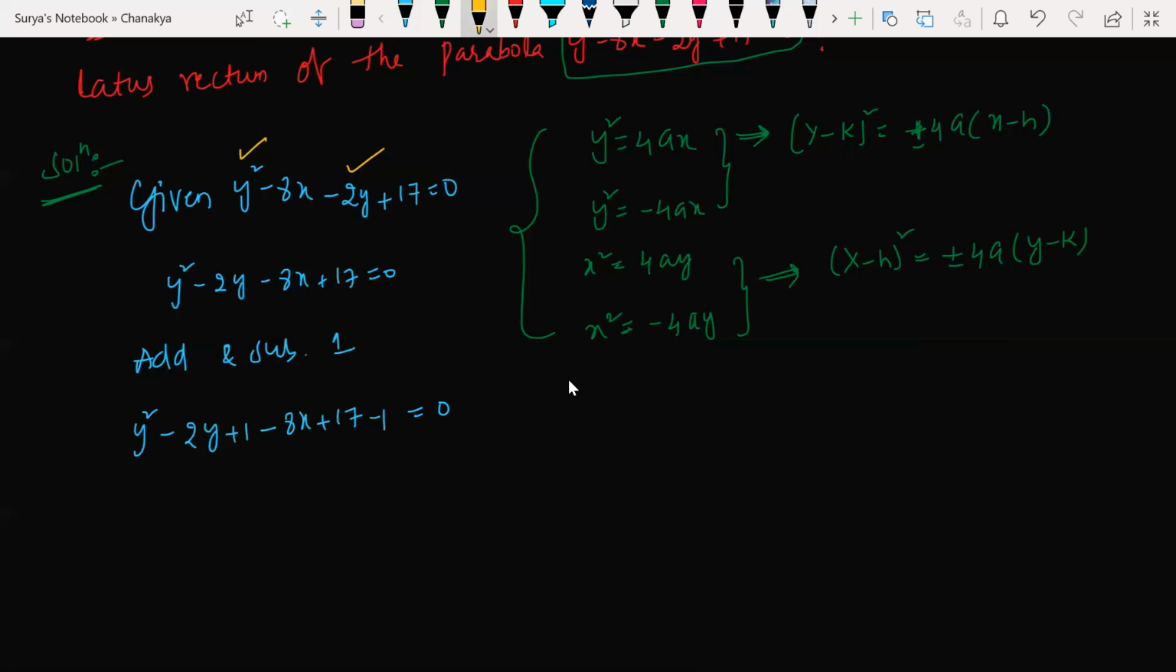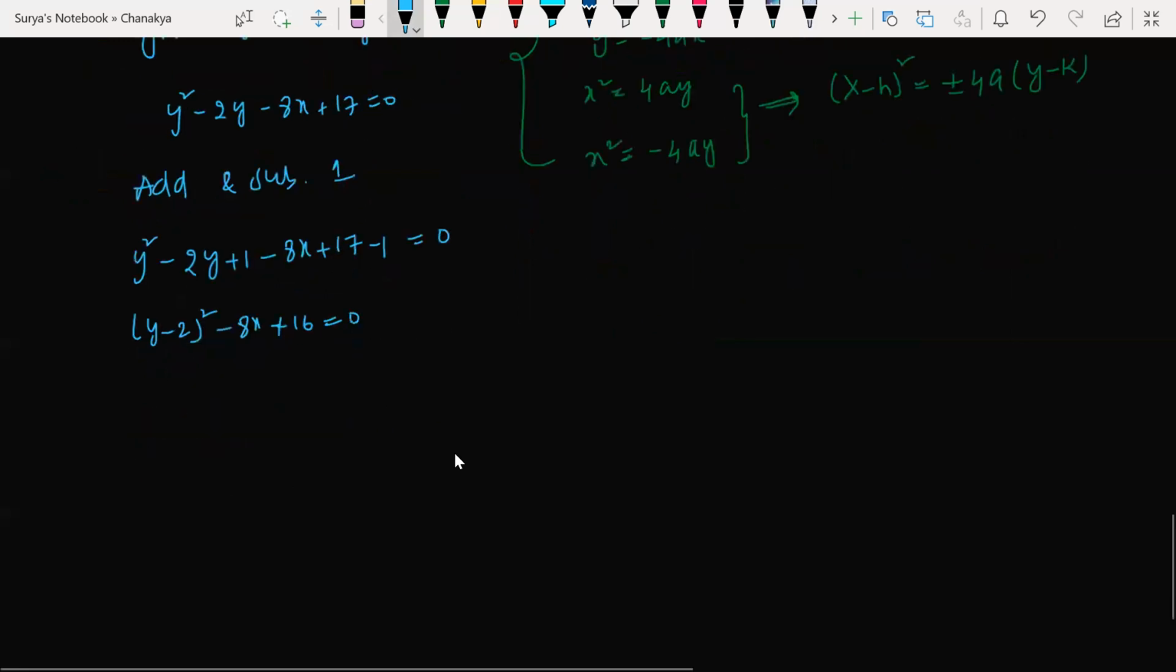Am I correct? I added 1 and subtracted 1 here. So it becomes y minus 1 whole square minus 8x plus 16 is equal to 0. Am I right, people? Hello, guys. Yes. Now y minus 1 whole square is equal to 8x minus 16. Everyone try to listen carefully, it is a very interesting question. So what would I remain with? 8 into x minus 2.